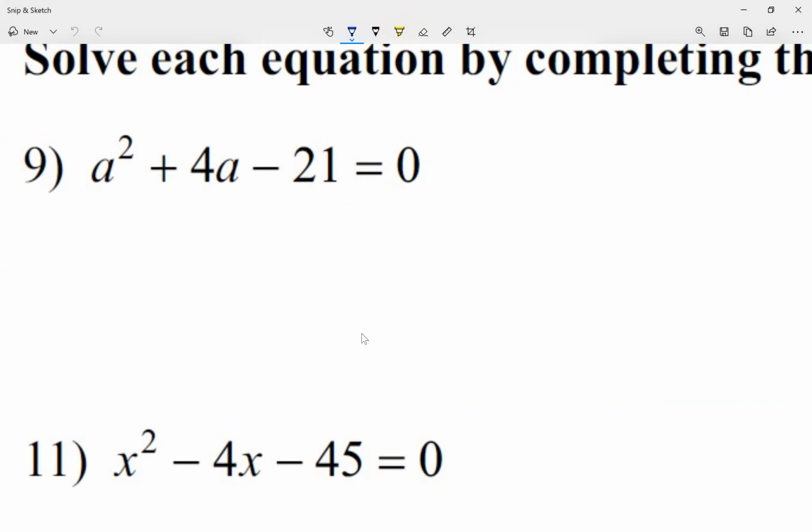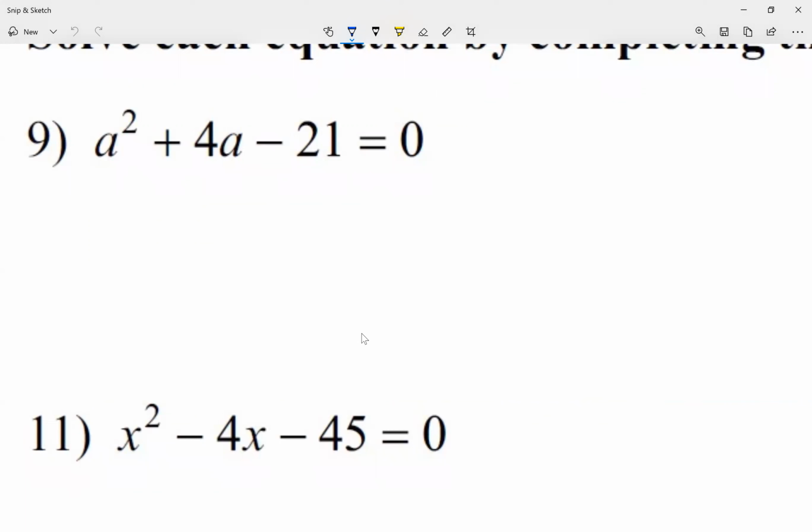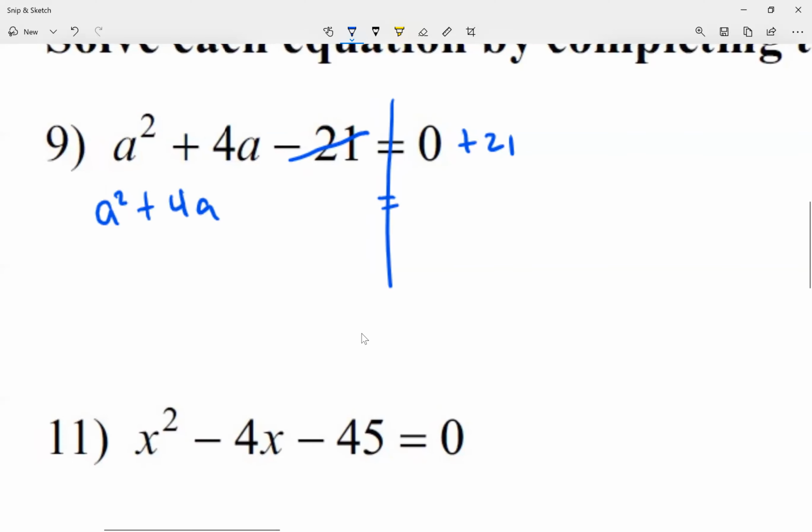What I'm going to do is have everything that has a letter on one side and everything that does not on the other side. When I say sides, it's basically separated by the equal sign. So everything that has a letter, let me put on one side. Everything that does not, let me put on the other. So the minus 21, let me move it to the other side as a plus 21. Every time we move something from one side to the other side, we switch the sign. So that gives me a squared plus 4a. Let me leave a space. And this is equal to 21.